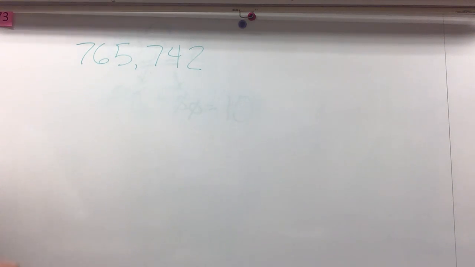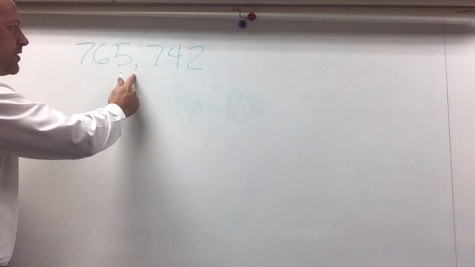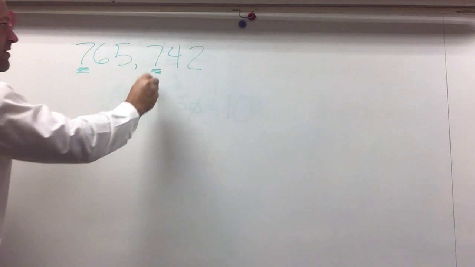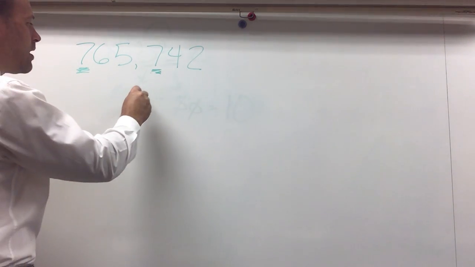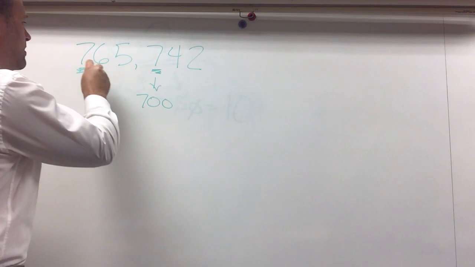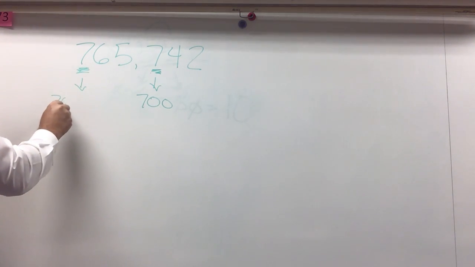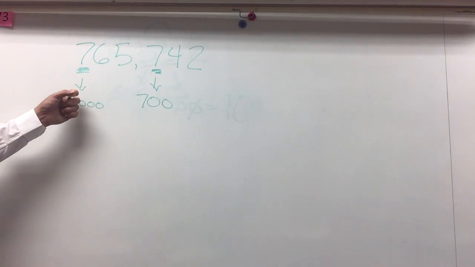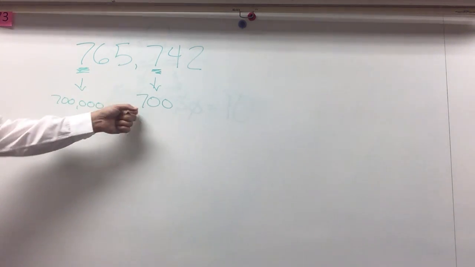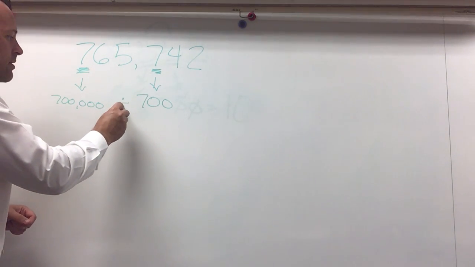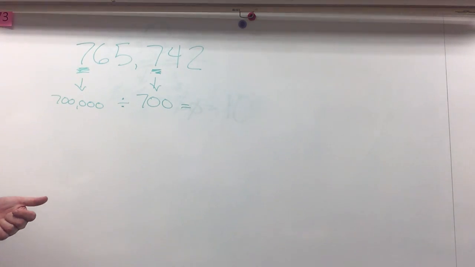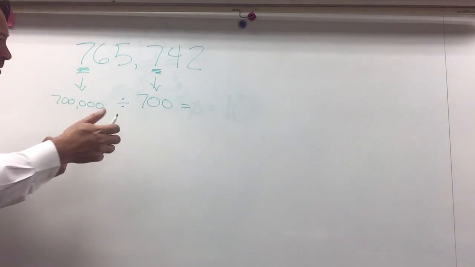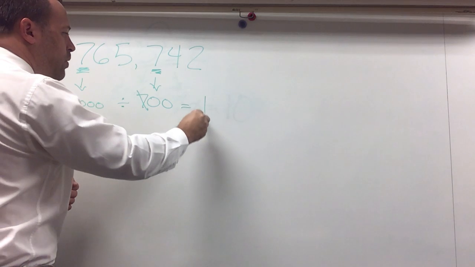You say it. 765,742. We've got a 7 and a 7. This 7 is really worth 700. This 7 is really worth 700,000. Now I want to know, how many times greater is this 7 than that 7? Well, let's divide. Sure, you can type it into a calculator, but you know how to do this by now. 7 goes into 7. Well, if I count by 7s, 7 one time. 7 divided by 7 is 1.